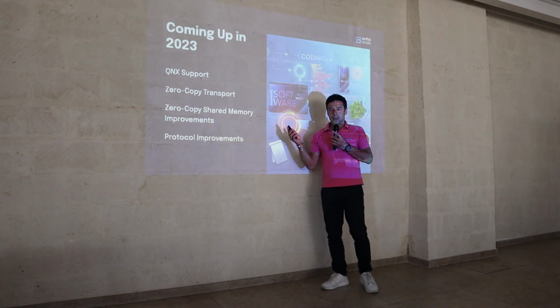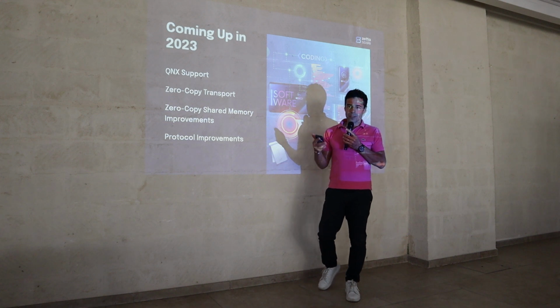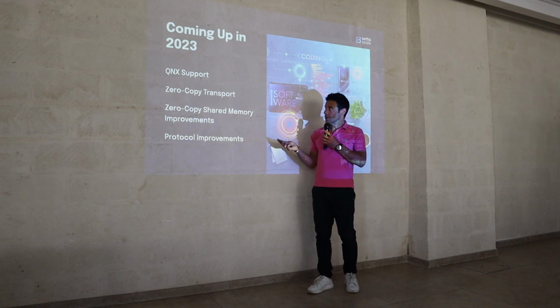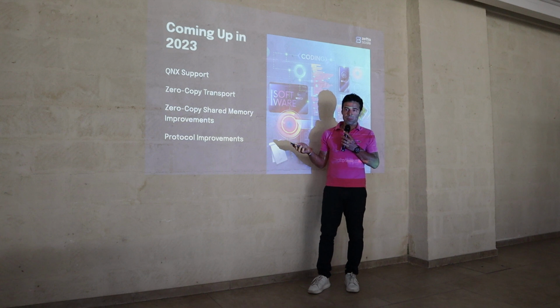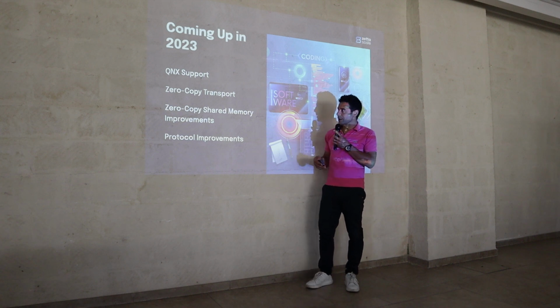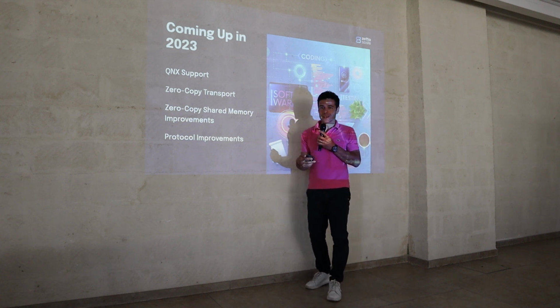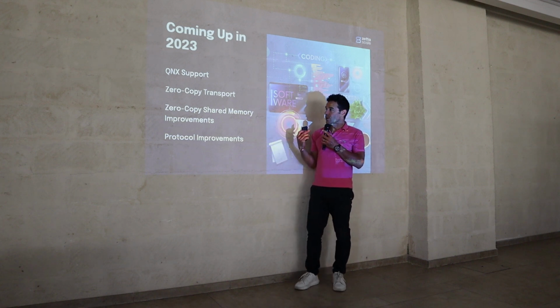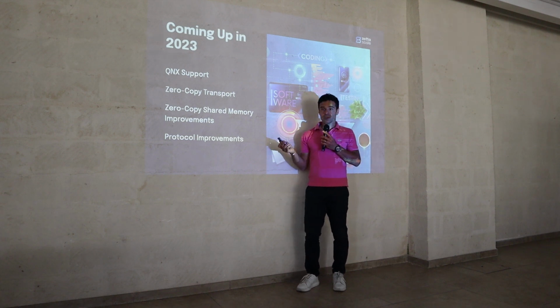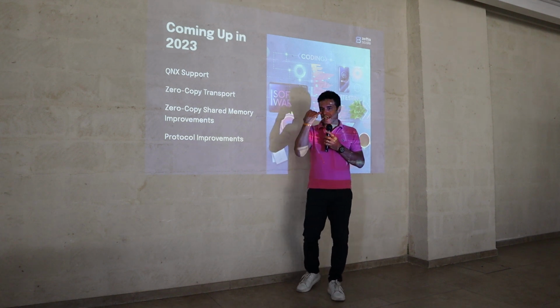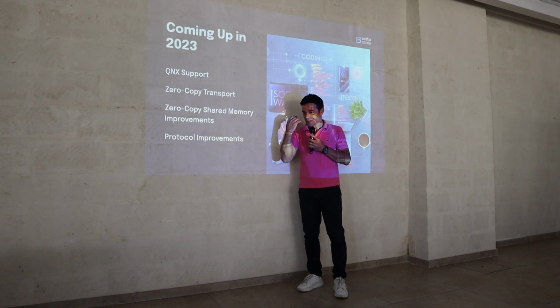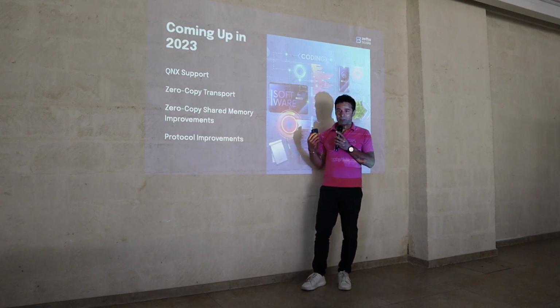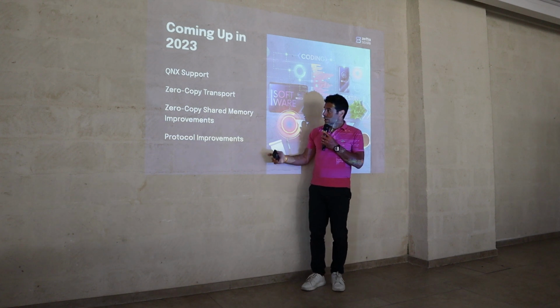QNX support. And QNX support for Zenoh is already there. I mean here for the Rust version of Zenoh, because QNX now has support for Rust that was implemented as a collaboration between QNX and Electrobit. So we are working on having a version of Zenoh for QNX. Zero copy transport. This is already implemented. We are just validating performance and it will be part of our next release.